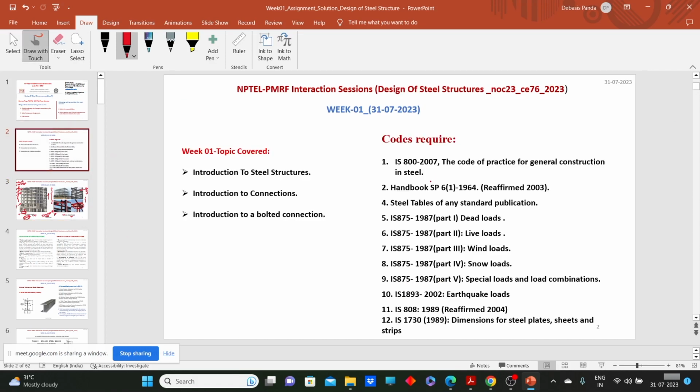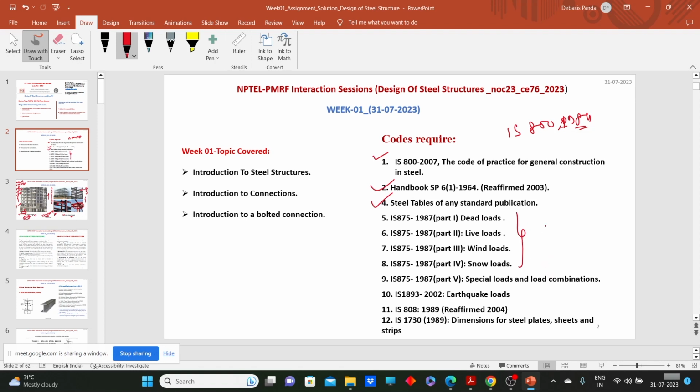For designing, we need some sort of codes. First and foremost, the code is IS 800, which covers the limit state design part. If we want working state design, we need IS 800 1984. Then one handbook where the steel section specifications are provided, the steel table. For the loads we have IS 875.